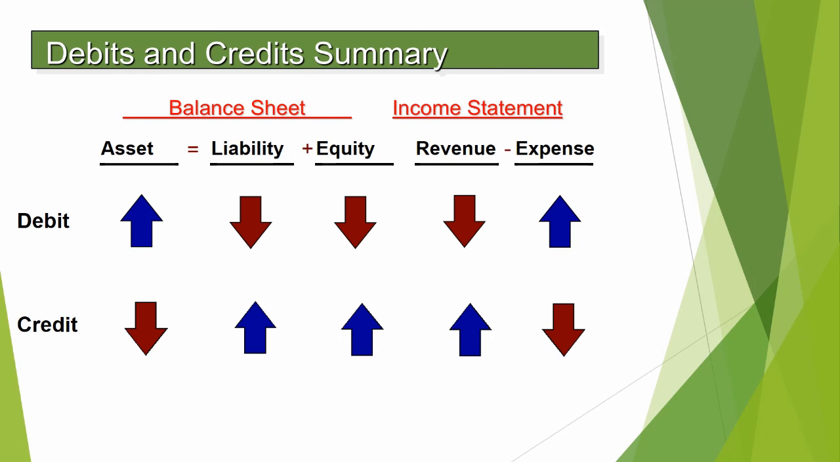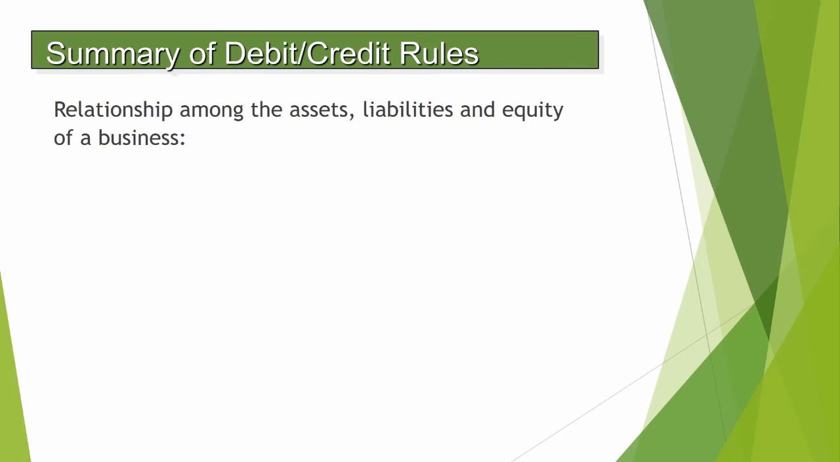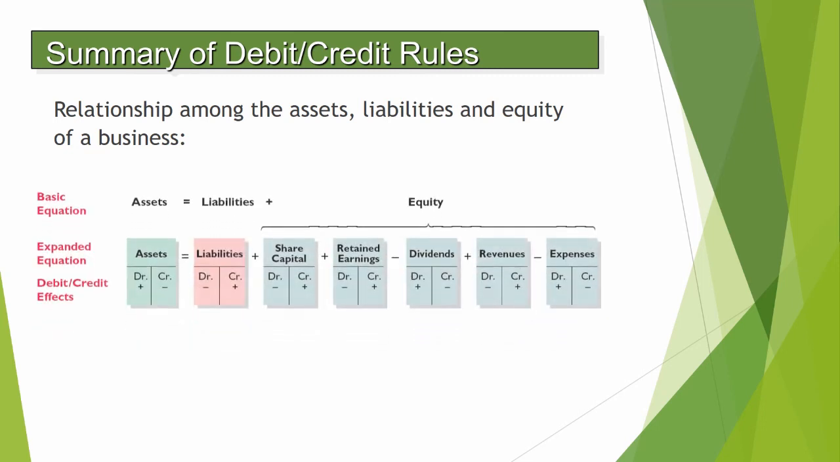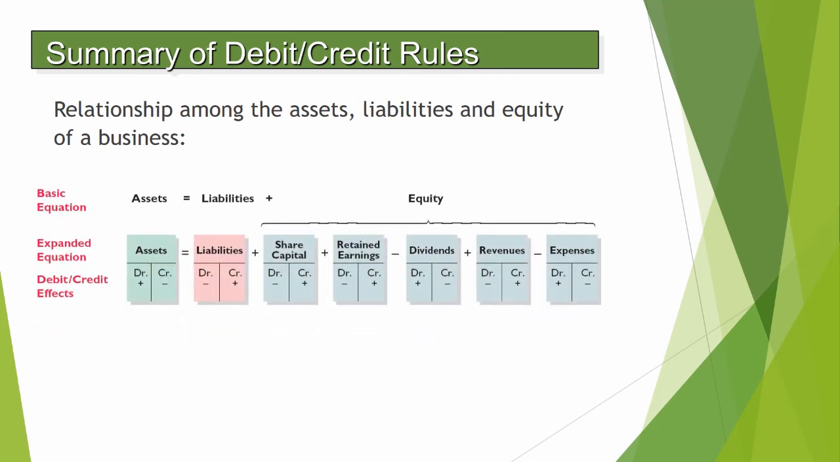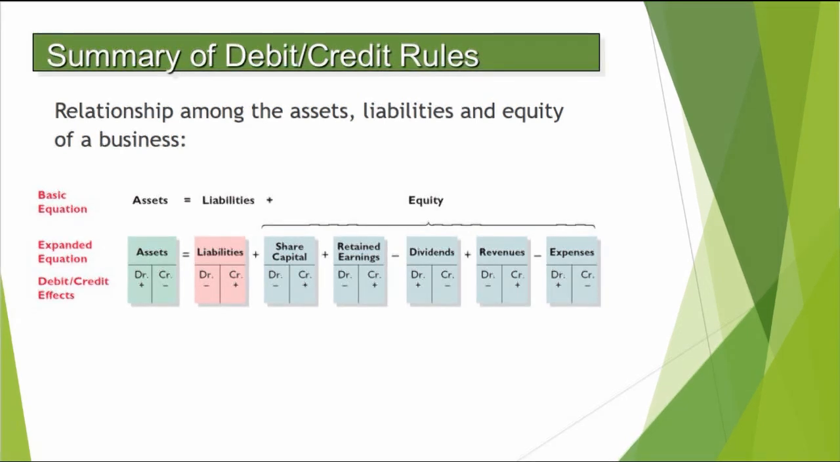The last is about the summary of debit or credit rules. Let's see the illustration in this picture. This illustration shows a summary of debit or credit rules and the effects on each type of account. Let's see the basic equation. Asset equals liabilities plus equity.